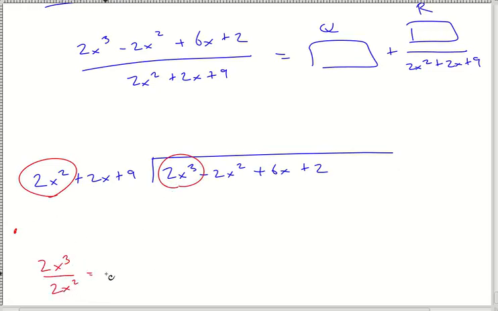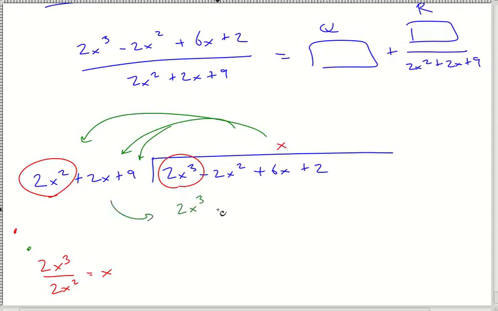Divide the leading terms, and I get the 2's cancel, and I get just a plain old x. And notice I'm trying to line them up again. I'm going to multiply and distribute to each one of these and bring it down. x times 2x squared is 2x cubed. x times the 2x is 2x squared. And then x times the 9 is 9x.